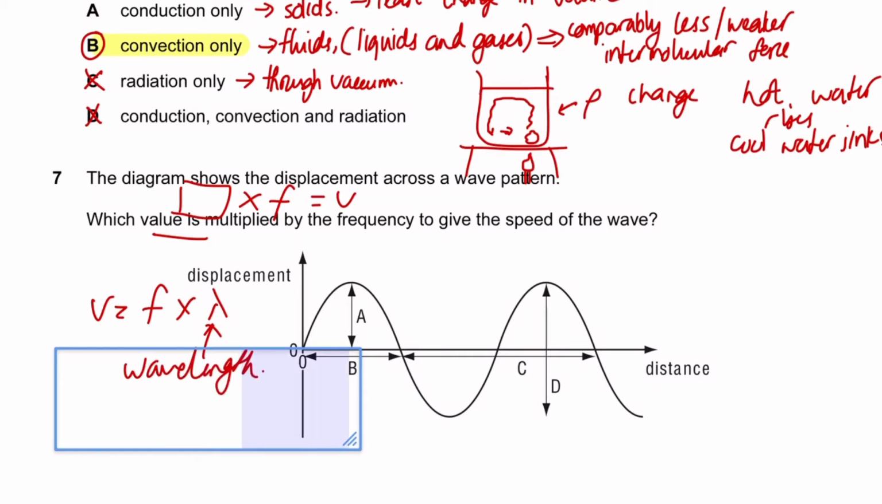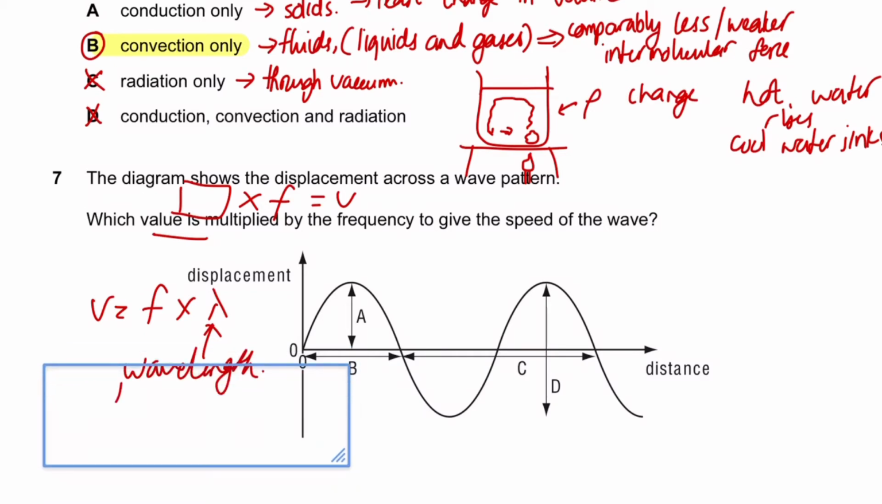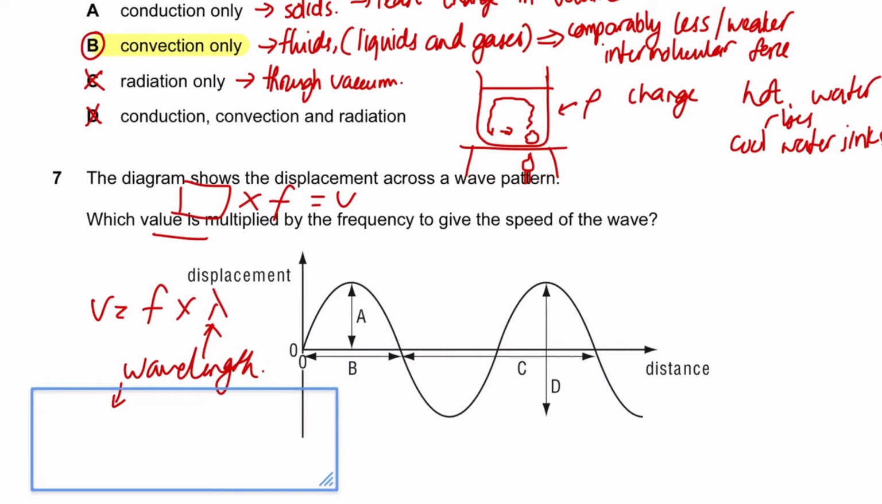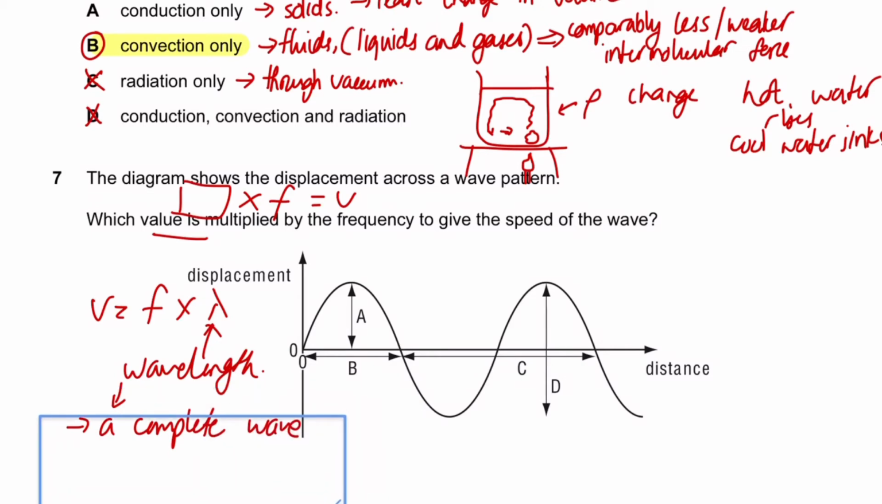And wavelength is defined by the complete wave of one cycle. Hold up. Is that the correct term? Do I have to look up the term again?